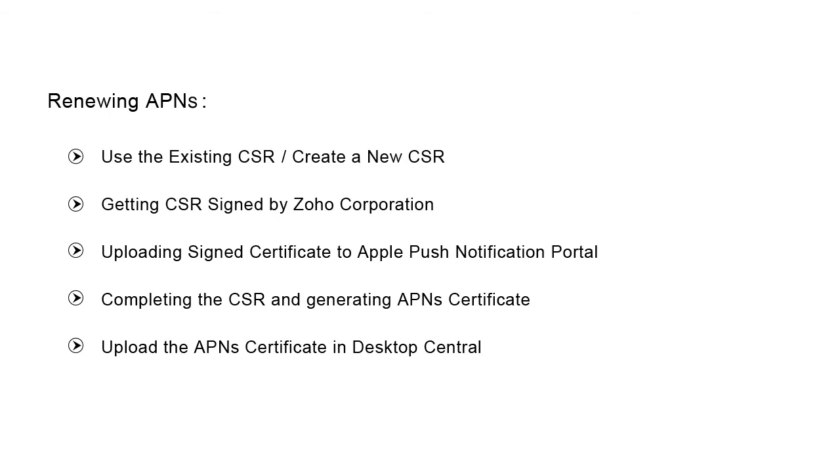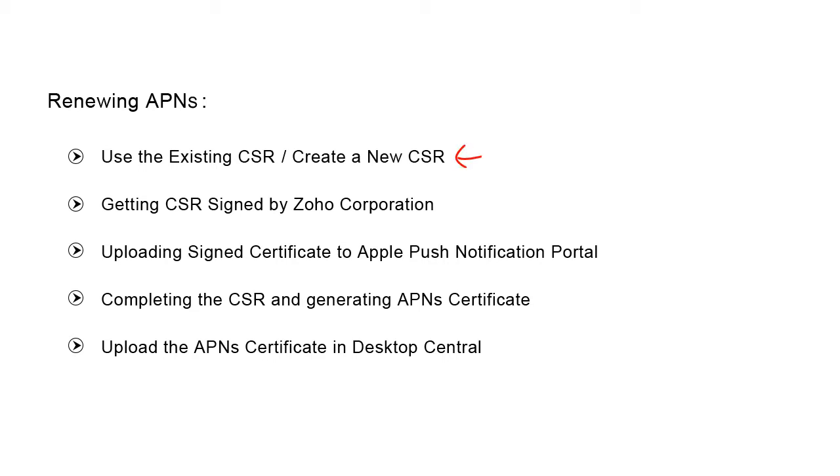Renewing APNs. Follow the steps mentioned below to renew APNs. Use the existing CSR or create a new CSR. Getting the CSR signed by Zoho Corporation. Uploading the signed certificate to the Apple Push Notification Portal. Completing the CSR and generating the APNs certificate. Upload the APNs certificate in Desktop Central.